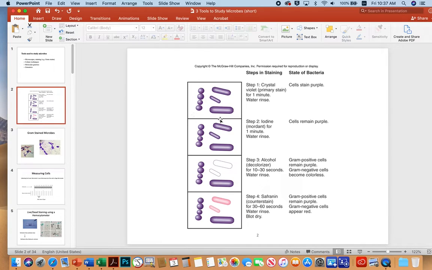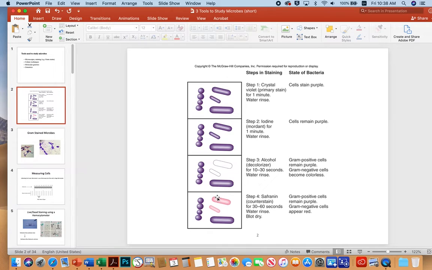is a basic cationic dye that will stick to negatively charged bacteria uniformly. In step 2, you're using iodine, which is a mordant that increases the affinity of crystal violet for the cells, so everybody continues to be purple after this step. In step 3, this is what distinguishes gram-negative and gram-positive, and so the thicker peptidoglycan layer of gram-positives resists the penetration of alcohol, whereas the thinner peptidoglycan of the gram-negatives allows the alcohol to come in and wash it away.